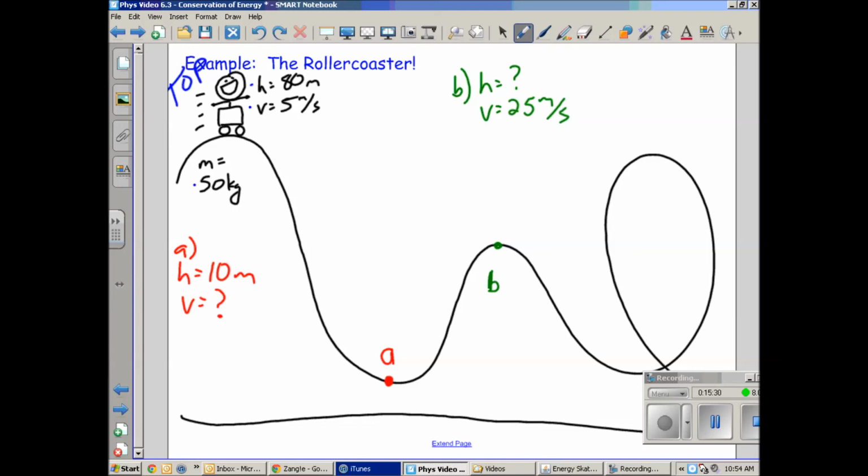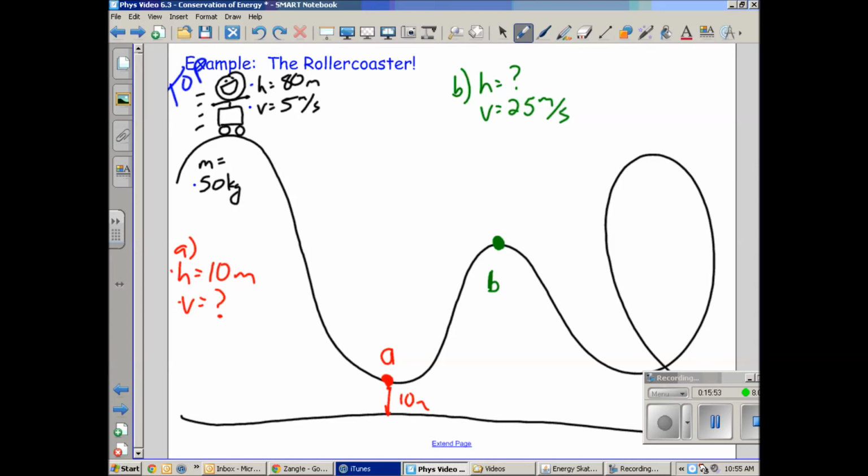Okay? And then the question is, down here at point A, at the bottom of this first hill, if he's 10 meters up, then what's his velocity when he gets to the bottom of the hill? And then part B is this. At the top of the second hill, what does his height have to be if he's moving at 25 meters a second when he gets there?